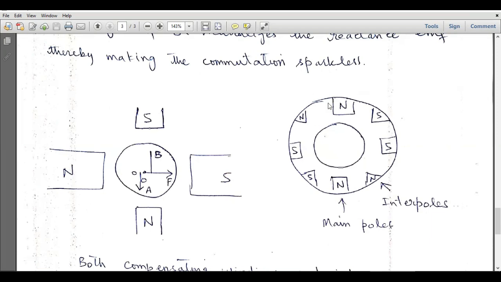And you can see here, this is a four pole stator, right? This is north pole, south pole, north pole, and south pole. So this is a four pole stator, and there will be four interpoles. Considering clockwise rotation of the armature, this will be south pole, this will be north interpole, this will be south pole, and this will be the north pole. So these are the interpoles and these are the main poles.